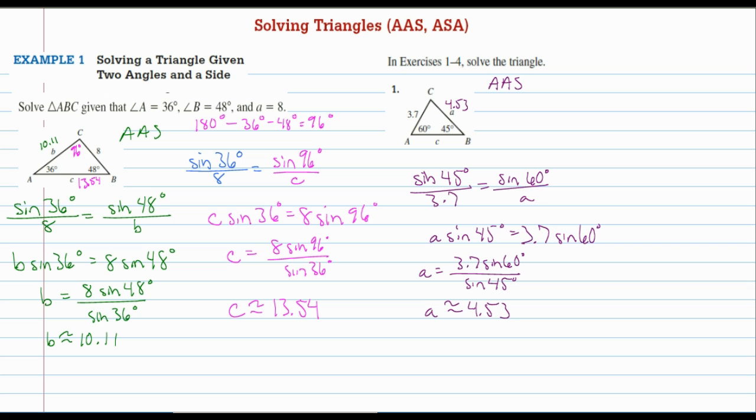Now, the other setup. I am going to start out again with the same ratio I did before. The sine of 45 degrees divided by 3.7, the length of side A. Now I need to find angle C again, so I'm going to take 180 degrees minus 60 degrees minus 45 degrees, and I get angle C is 75 degrees. So I have the sine of 75 degrees divided by side C, and I can solve for side C.